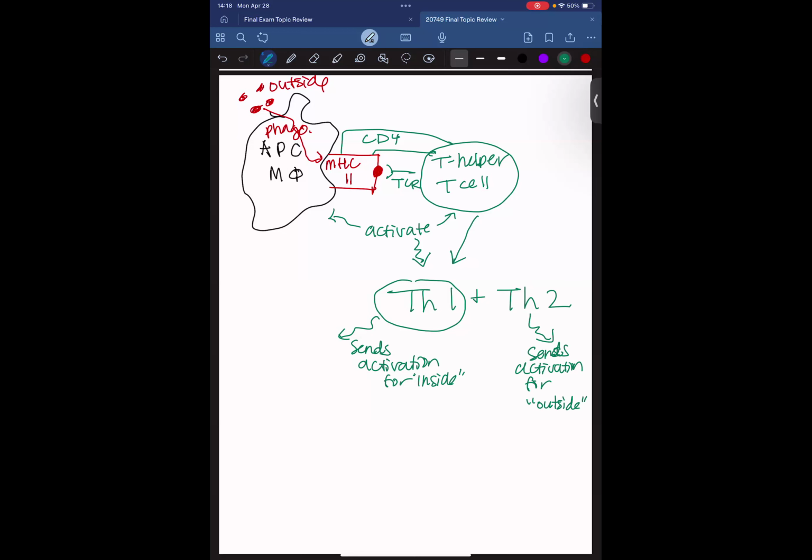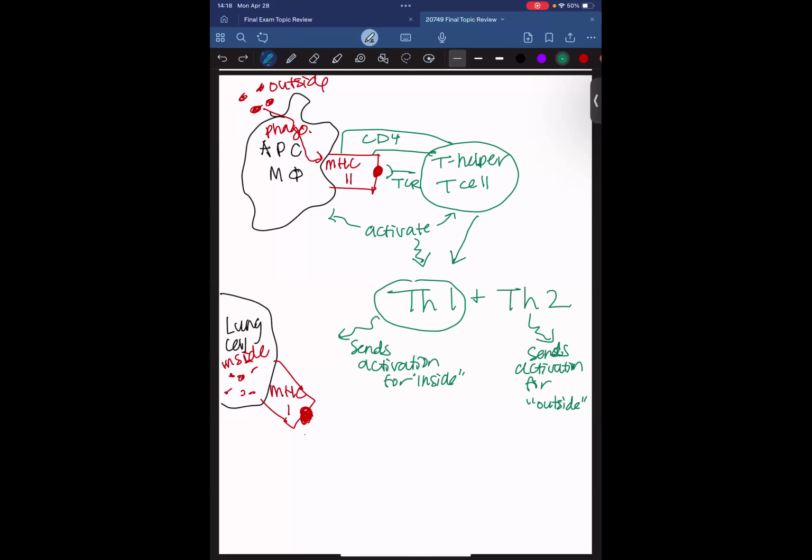So then what I'm saying here is that now suddenly you have an infected lung cell that is infected inside with a virus, that it'll express out on its MHC1 because it's coming from inside. Inside antigen presenting on MHC1, any cell can do that.